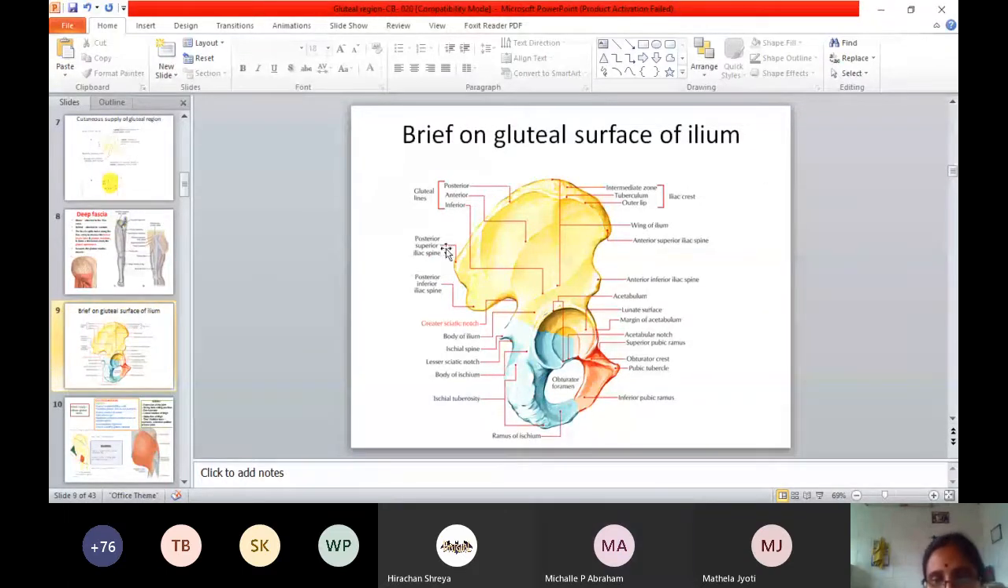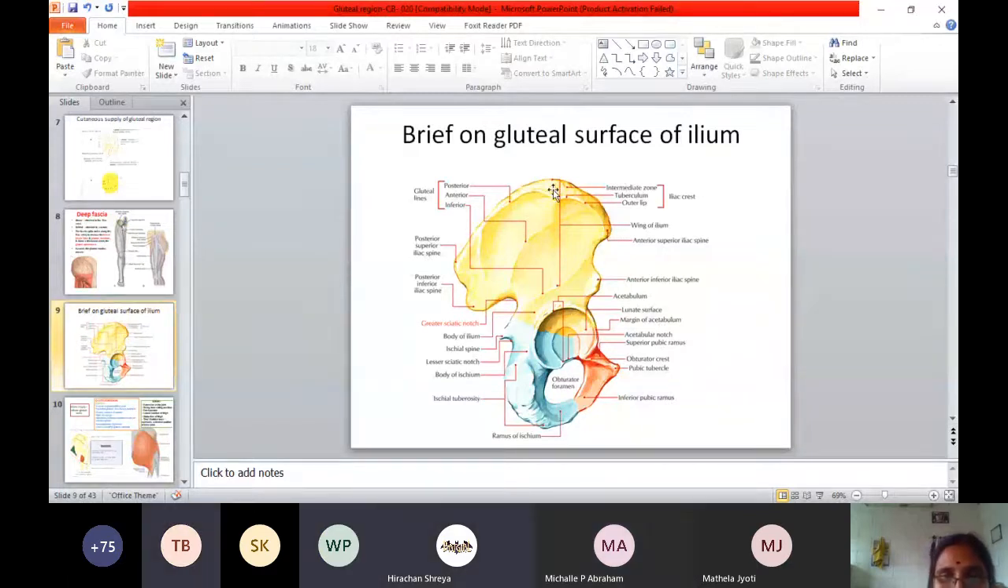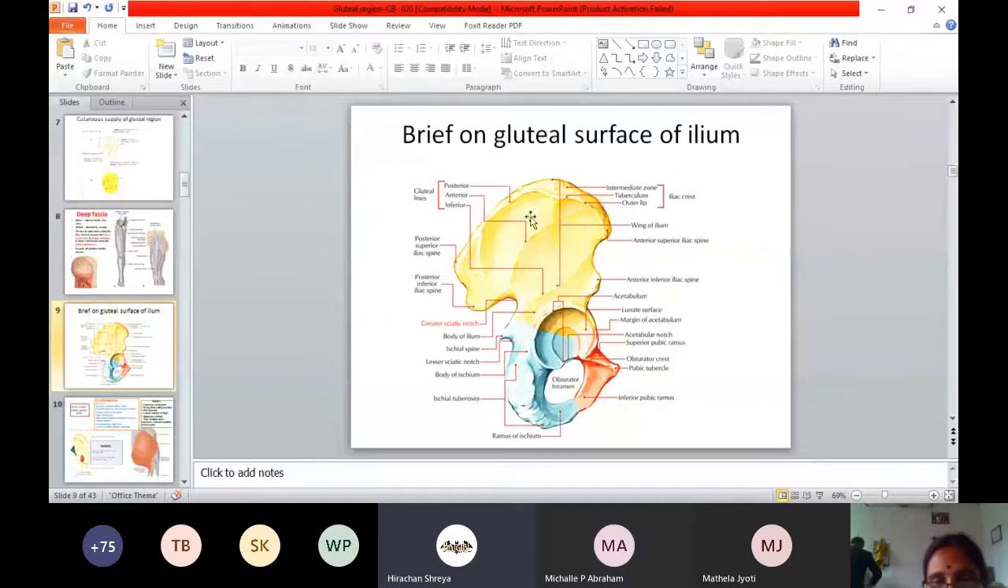You can easily remember. Now, what is the name of this bone? All of you tell me. Hip bone. Very good. Which part of the hip bone is this? Pubis. This part is ischium. This part is ilium. What is this bony projection? Iliac crest. This is posterior superior iliac spine. This is posterior inferior. This is anterior inferior.